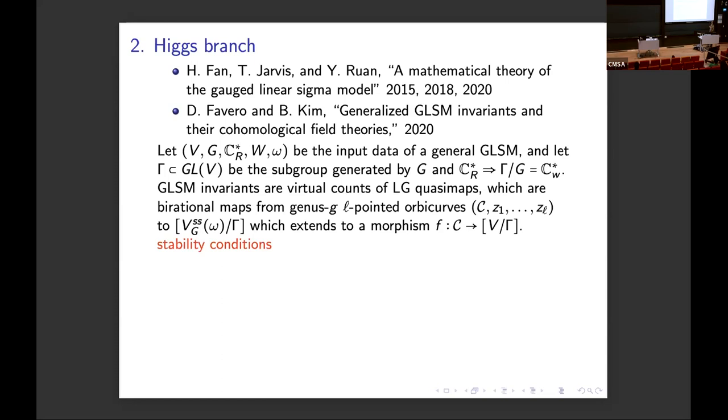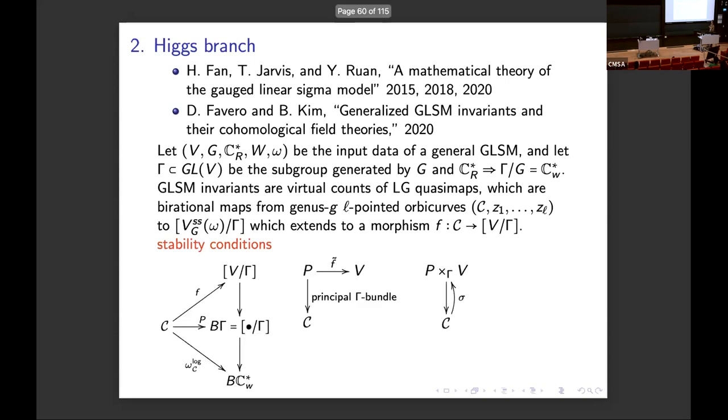So there can be finitely many points which are mapped to the unstable locus. So they are not actually maps, they are quasi maps. And there are some stability conditions which I will not describe in detail. But so we have this picture. Okay, so we have this map. And then this V quotient by gamma, so this gamma is the subgroup generated by the gauge group and C star R. So f is a morphism from this curve to V quotient by gamma.